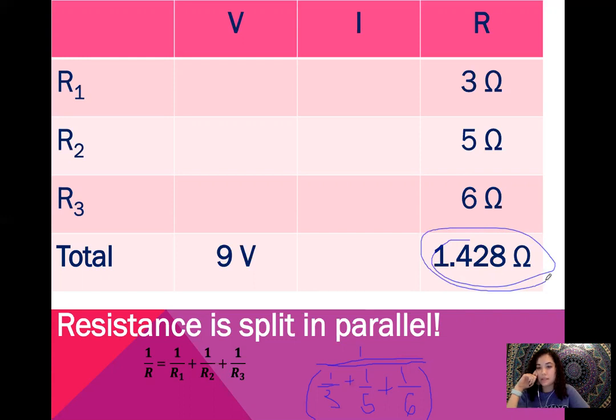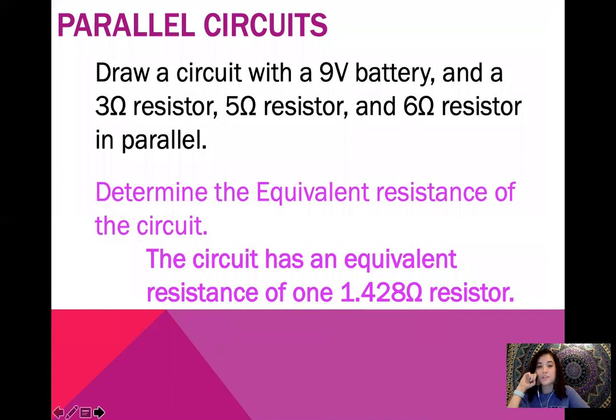3 sig figs is perfect as you are doing any of your answers, so 1.43 ohms is more than acceptable. So the circuit has an equivalent resistance of 1.428 ohms. So it's a little weird, right? I've got all of these resistors that are more than that, right? But because of the way the current splits between those 3 pathways, it winds up having the equivalent resistance of just 1 resistor at this value. Kind of cool, right?